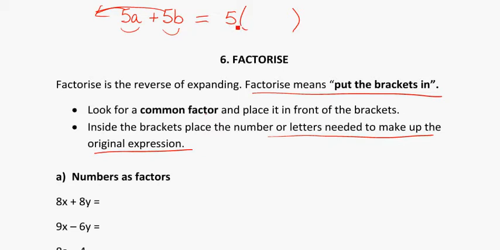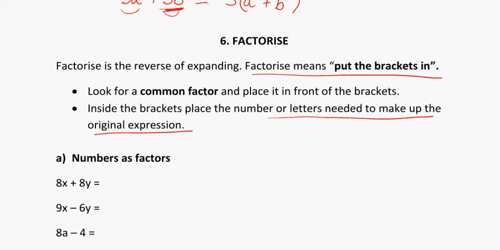So you say, what do I multiply 5 by to get 5a? Well, I need an a. Then plus, what do I multiply 5 by to get 5b? I need a b. And I have now factorised the 5 out, and we're left with a plus b in the brackets. So let's do a whole lot of examples, and you learn as you go.